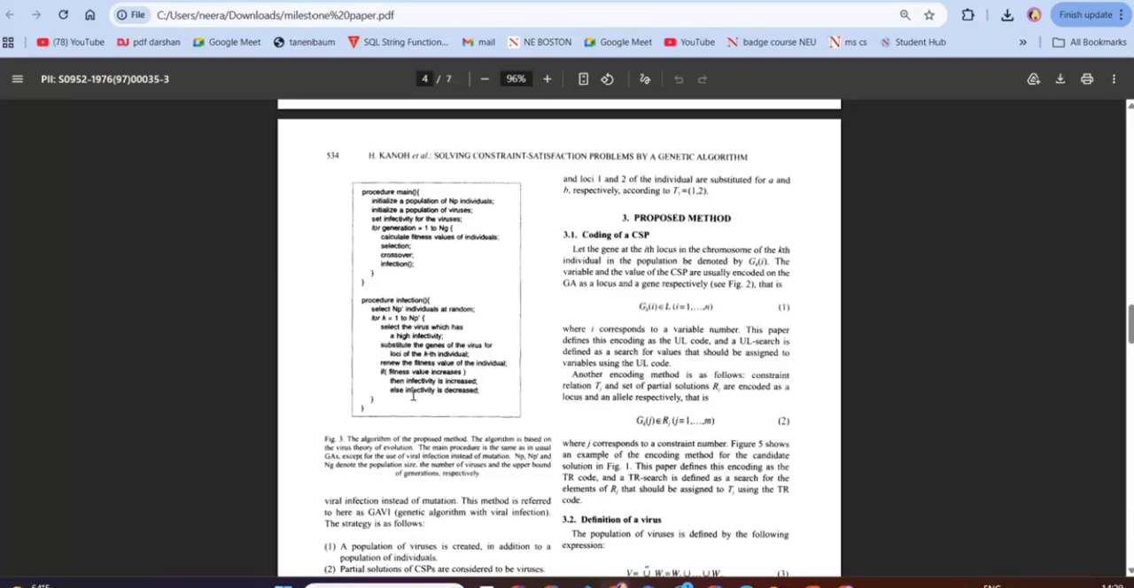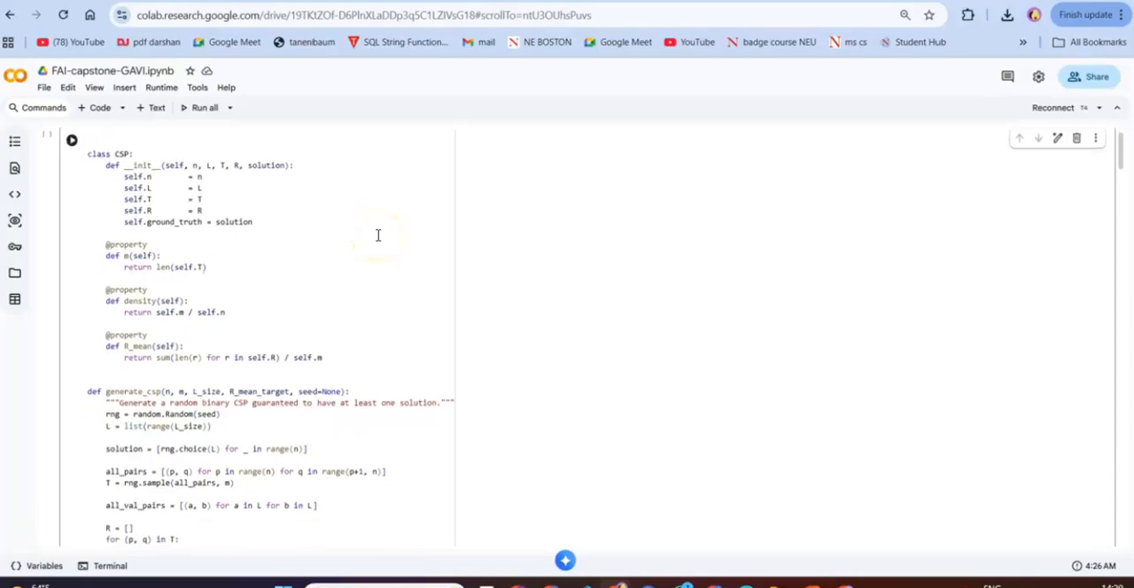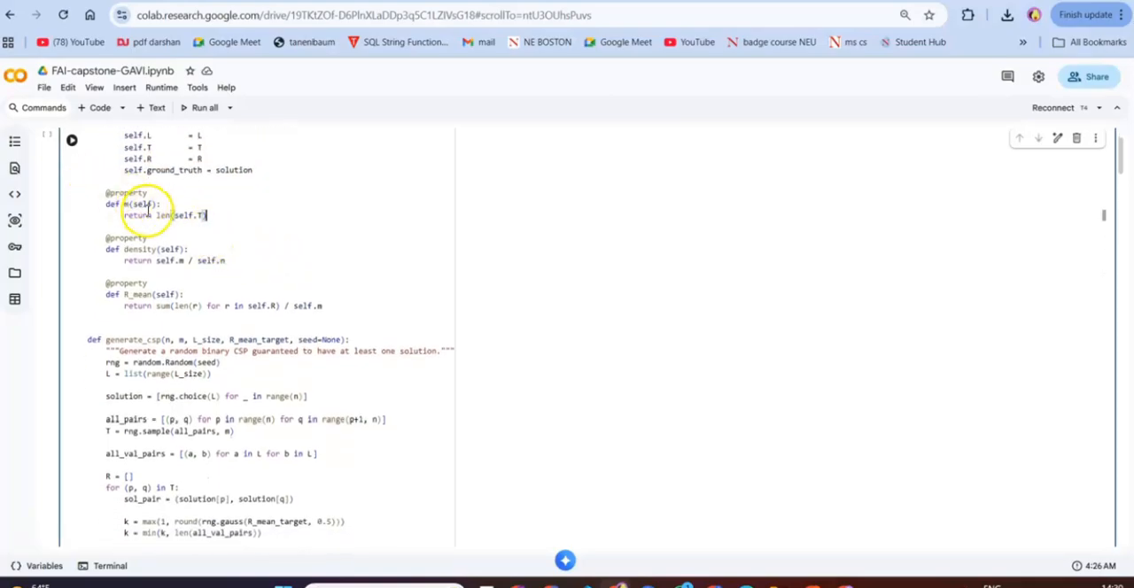Now let me walk through my implementation. The whole thing is in a single Python file with no external libraries, just the standard library. At the top, I have a CSP class that stores the four-tuple N, L, T, and R, plus a hidden ground truth solution. Now, these properties give me M, that is the density, and R mean whenever demanded.